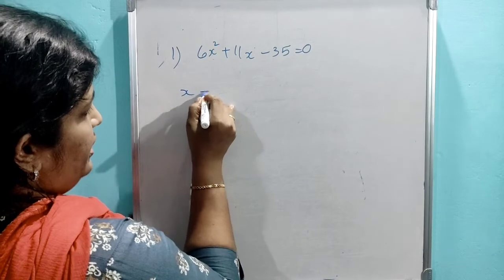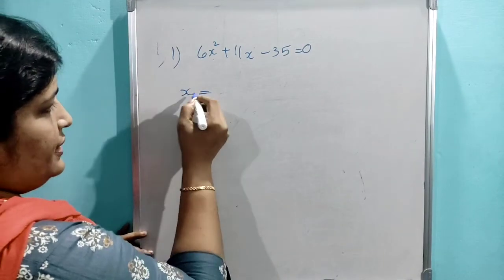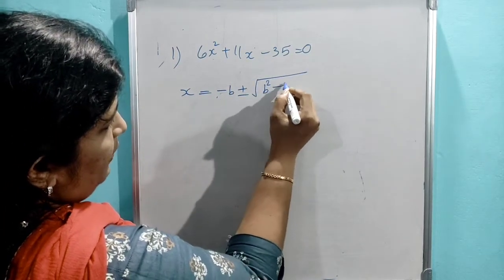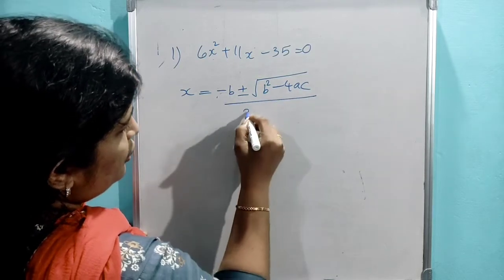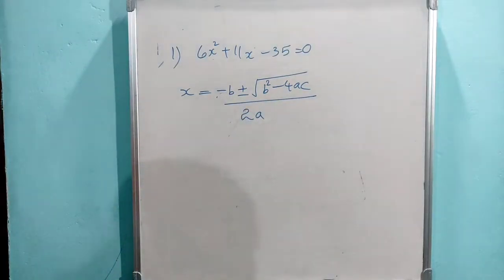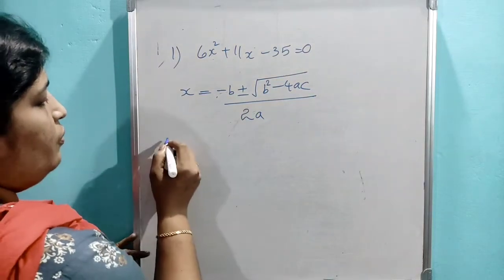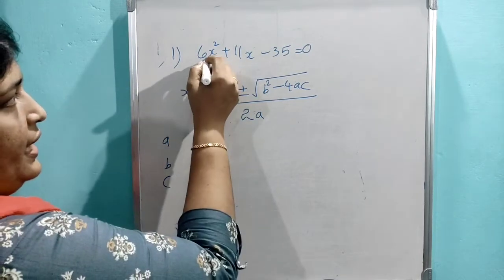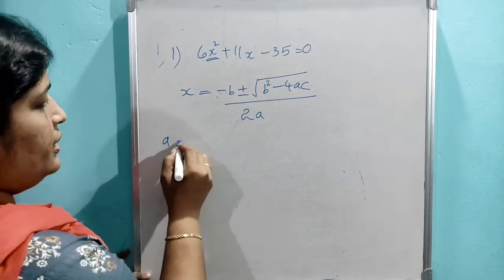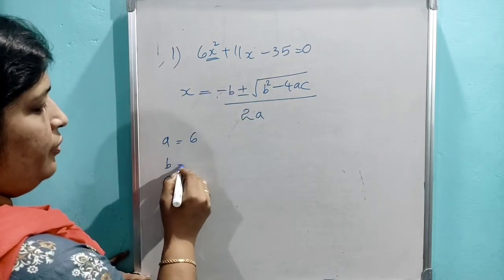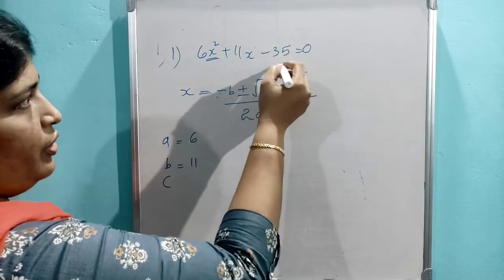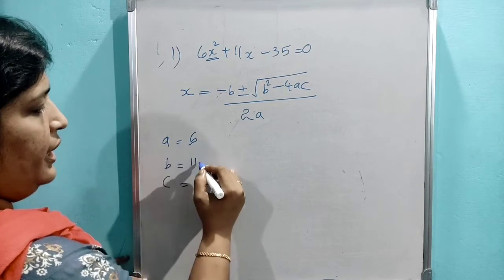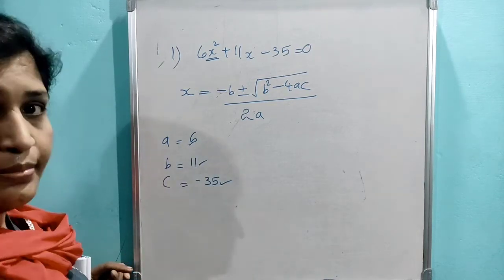We know the solution of the equation. What is x equal to? x is equal to minus b plus or minus root b square minus 4ac by 2a. So here, what are a, b and c? Let us write a, b and c in this equation. A is the coefficient of x square, that is equal to 6. Then the coefficient of x, that is 11. Then the constant term is equal to minus 35.